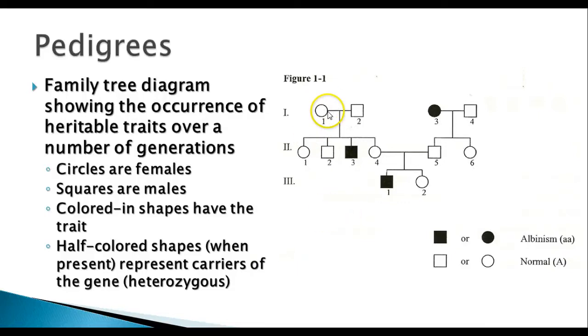In the pedigree diagram, the circles represent females and the squares represent males. The colored in shapes have the condition that you're looking at. It doesn't say whether it's dominant or recessive, it's just that it's present there. There are also half-colored shapes when they're present. This particular pedigree doesn't have those, but some of them do. If they have a half-colored in shape, then that means they are carriers of that gene, or heterozygous for that.